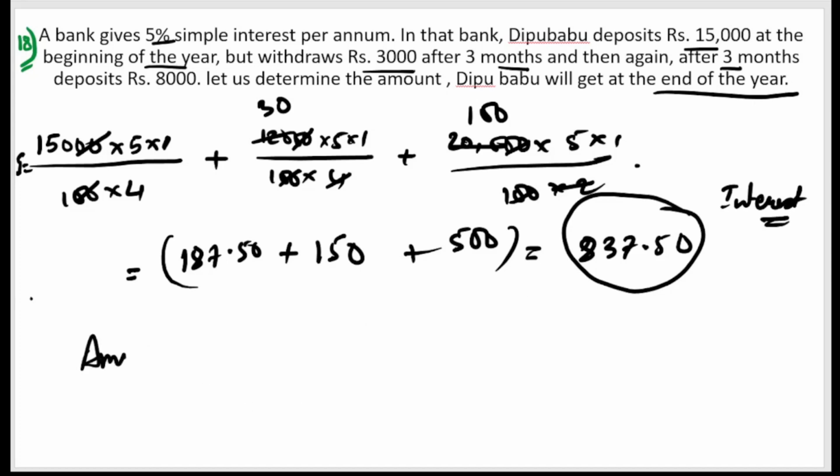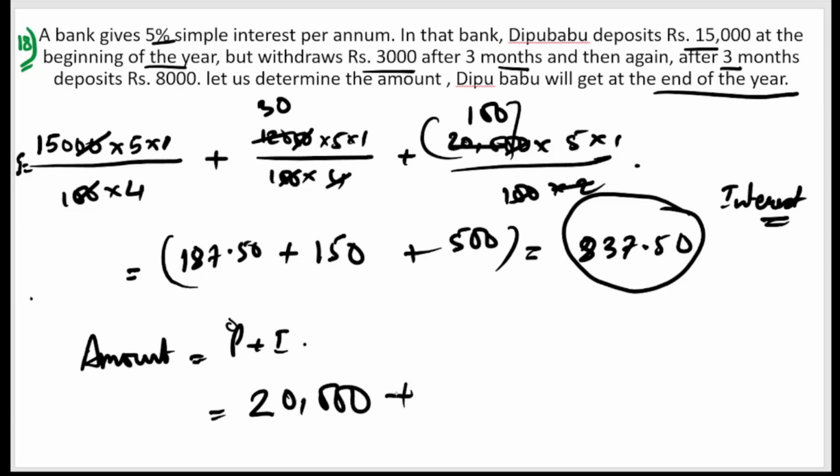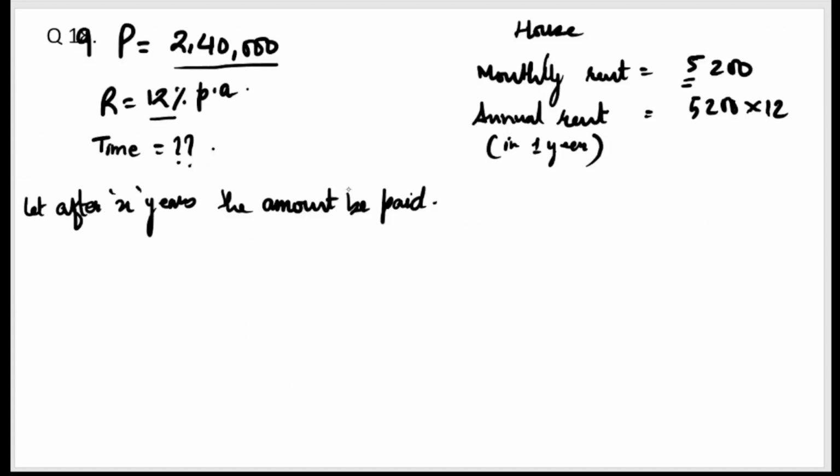Now I have to find amount. Amount is principal plus interest. Now what is the principal? Is this 15,000 or 12,000 or 20,000? Ultimately, यो सबै deposit withdrawal गरेर ultimately I have got 20,000 with me. So that becomes the principal. And लागेको interest, extra money, that is 837.50.